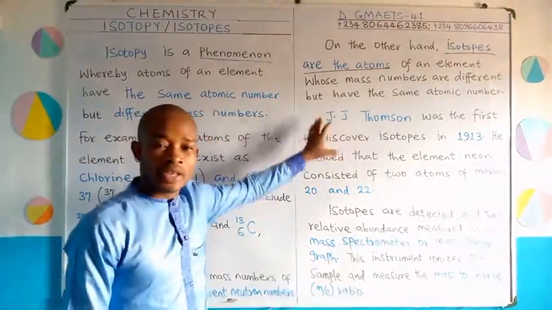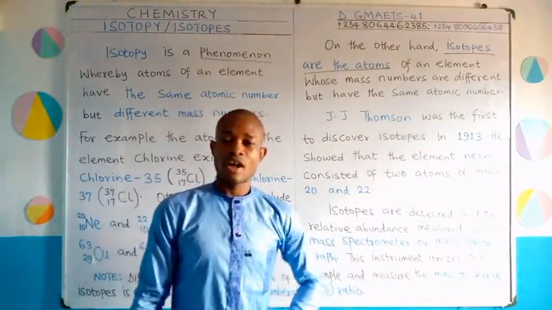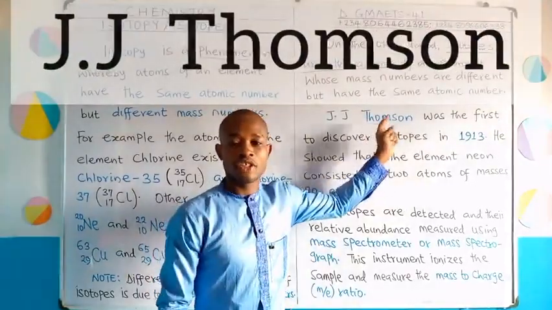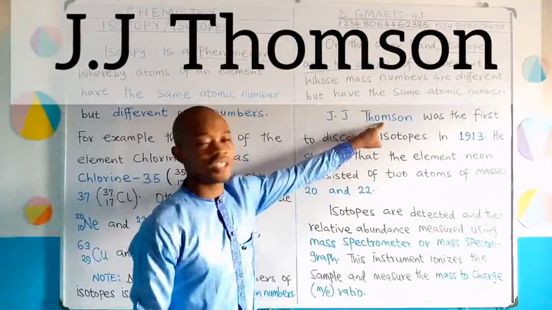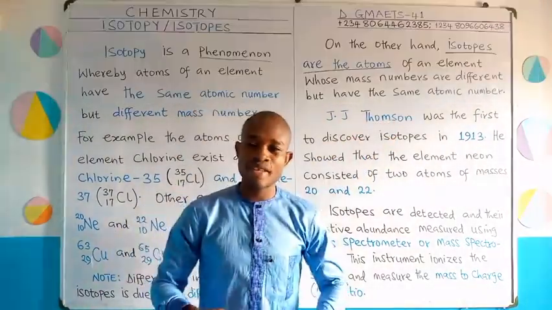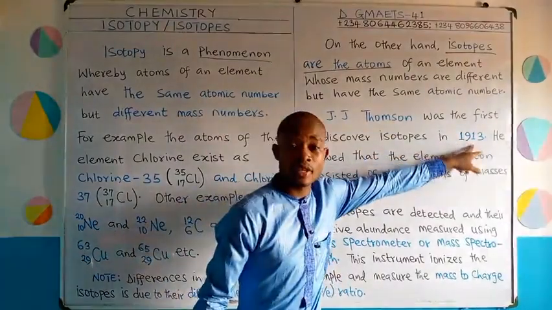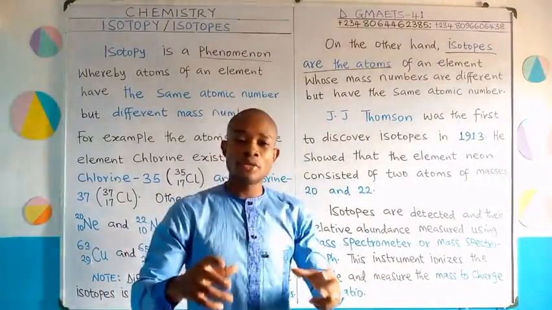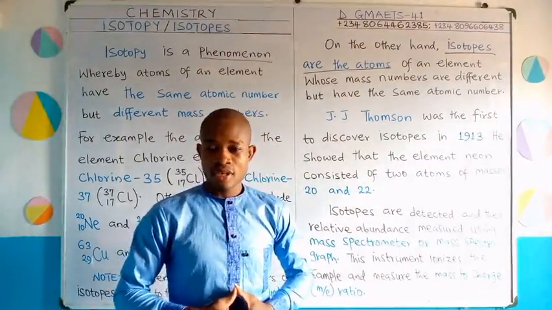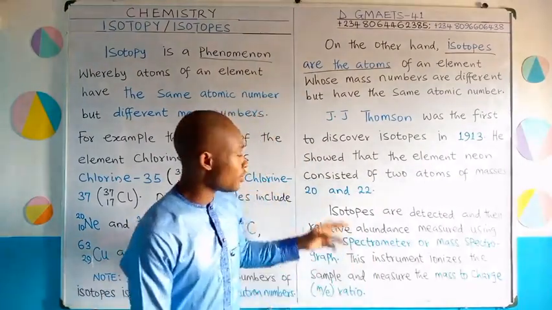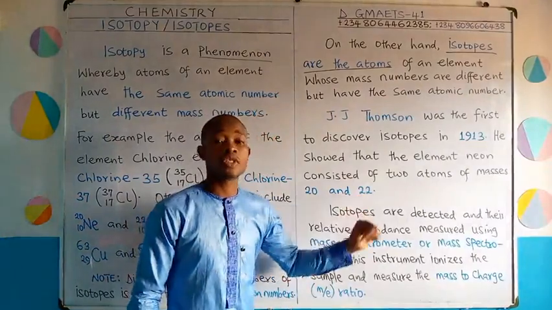Let us now talk about the scientist who first discovered isotopes. The name of the scientist is J.J. Thomson. Please take note of the spelling of this Thomson. There is no P here. Take note of that. Now, he discovered this in 1913. The year 1913. Okay? Sometimes we pronounce it as nineteen thirteen. And he showed that the element neon can exist with two atoms having different masses, one of mass 20, the other of mass 22.